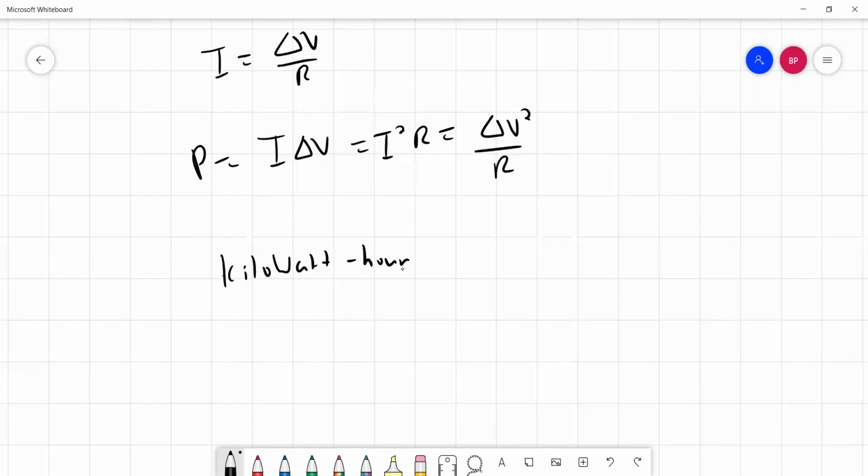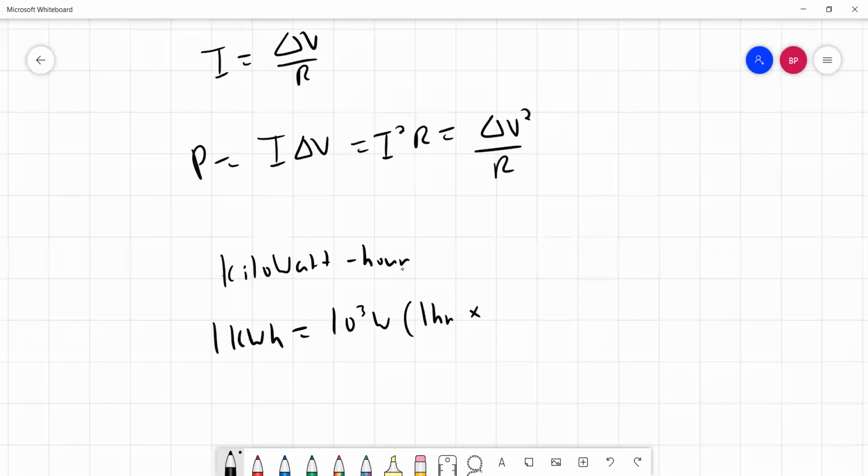And so let's see how much energy it is in joules. Well, 1 kilowatt hour, that's 10 to the 3 watts. And then we need to multiply by 1 hour. But since a watt is a joule per second, let's multiply by an hour in seconds.